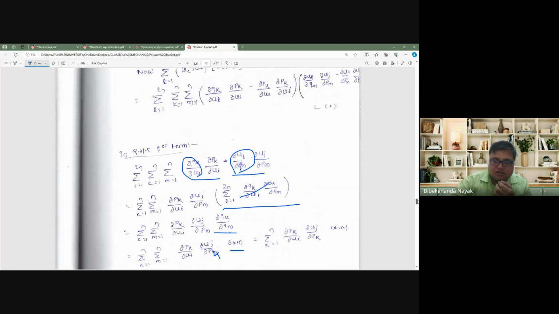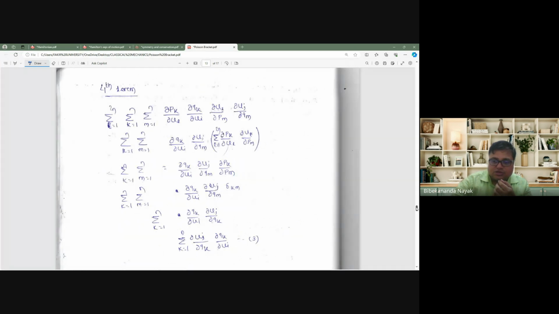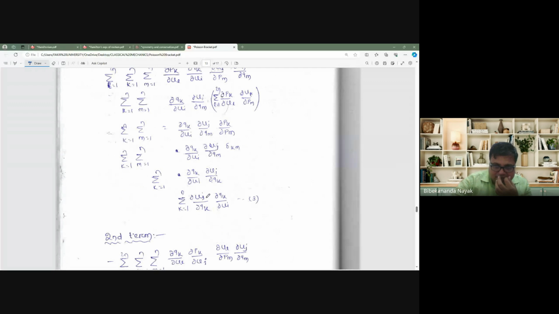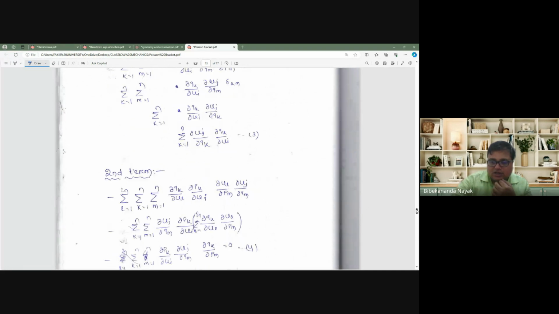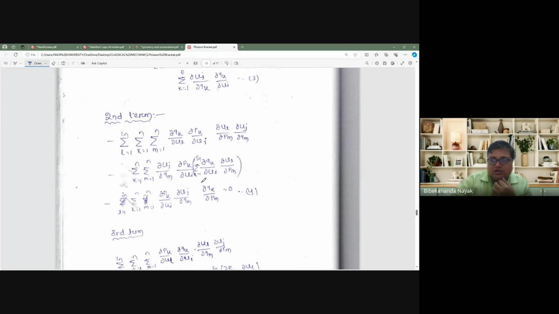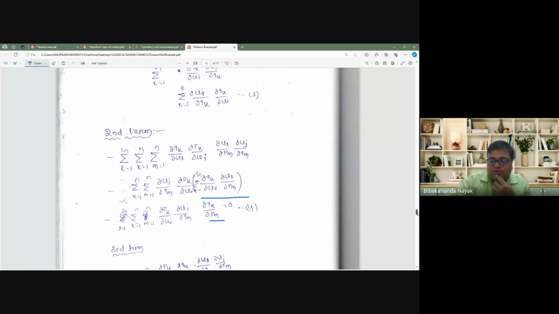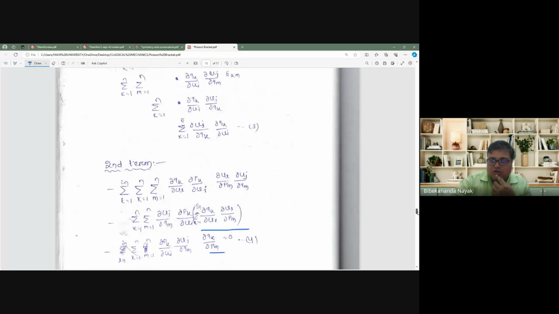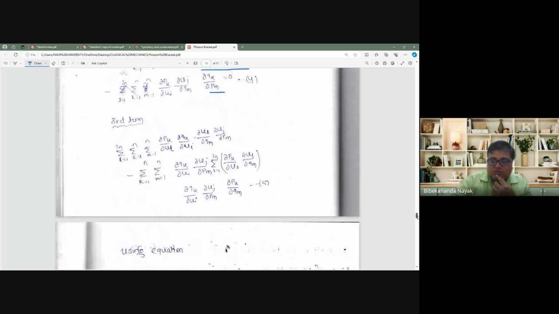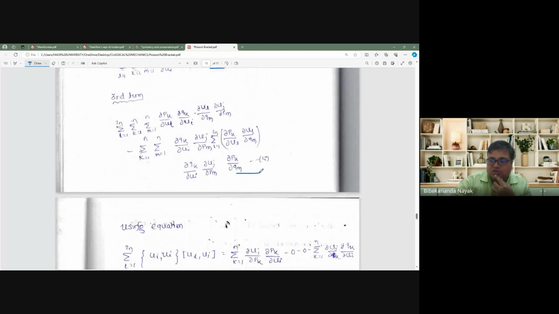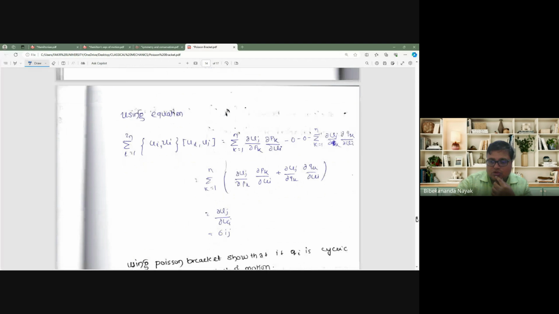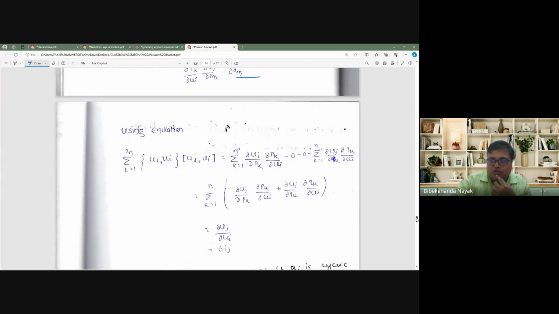Similarly, the first term and the fourth term are similar, you get del UJ by del QK, del QK by del UI. Second term, same thing. And here you get del QK by del PM, which is 0. Q by P is always 0, whether the indices are the same or not. Similarly, here del PK by del QM is equal to 0. So finally, we have two non-zero terms: UJ by PK, PK by UI, UJ by QK, QK by UI.